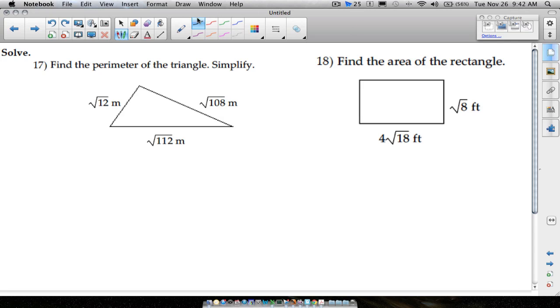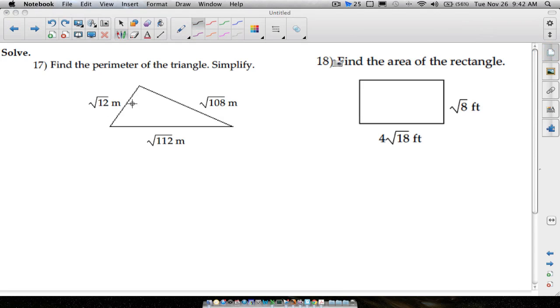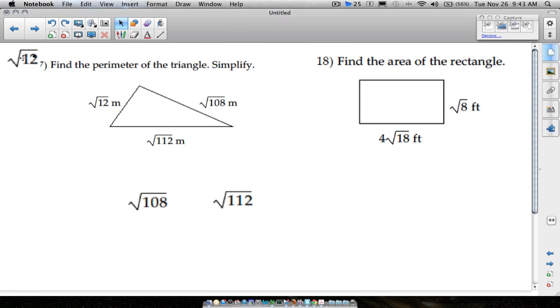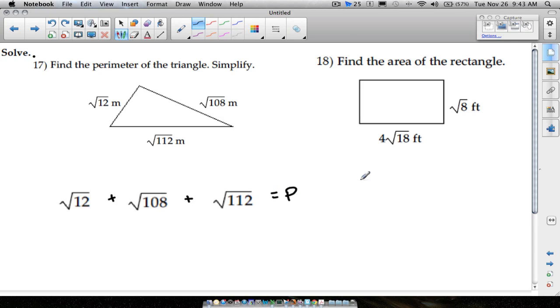Find the perimeter of the triangle, and then we need to simplify. So what we're going to do is take each one of these radicals, the square root of 12, the square root of 108, and the square root of 112, and add these together to find the perimeter. That's what we want to do in this example. So copying these down, we want to add them together, and that's what's going to give us our perimeter. So this will be equal to P.